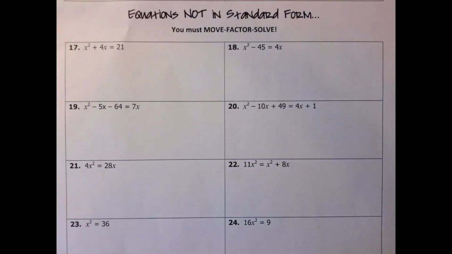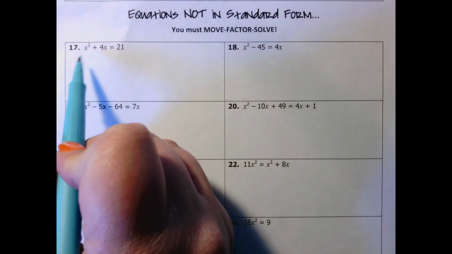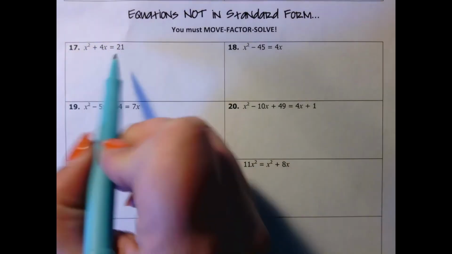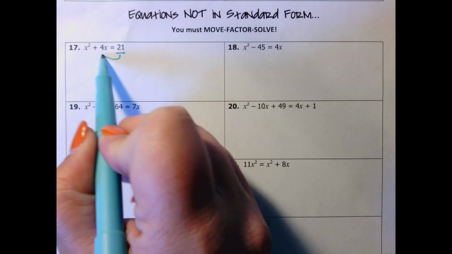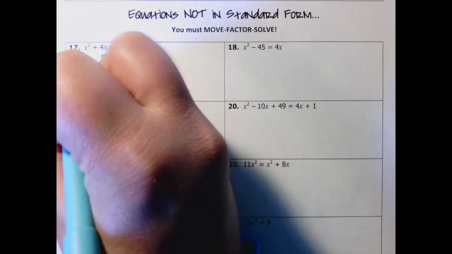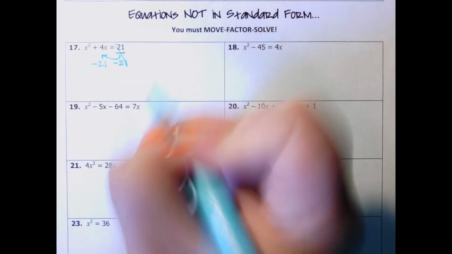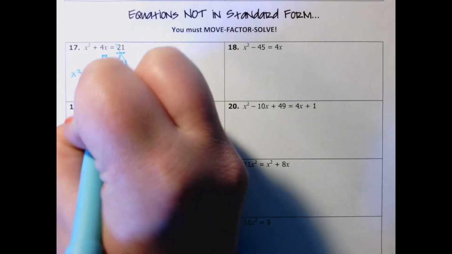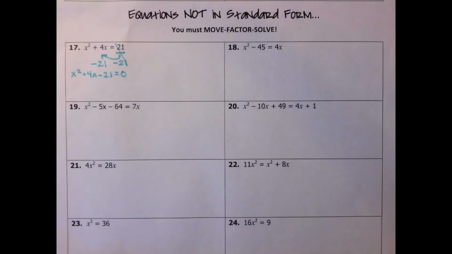If you have an equation that is not in standard form, you must move, then factor, then solve. So in number 17, we have x squared plus 4x equals 21. So we need to take that 21 and move it so that it's on the same side as everything else. So it's gonna subtract 21. Those cancel. Do the same thing over here. So I'm left with x squared plus 4x minus 21 equals 0.